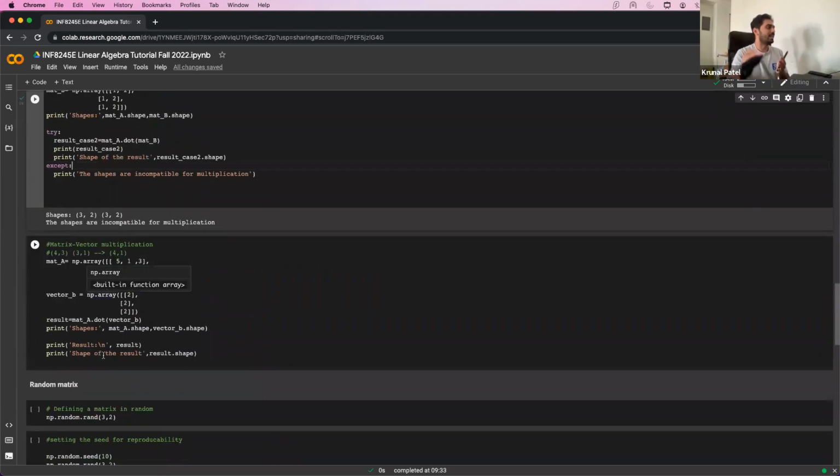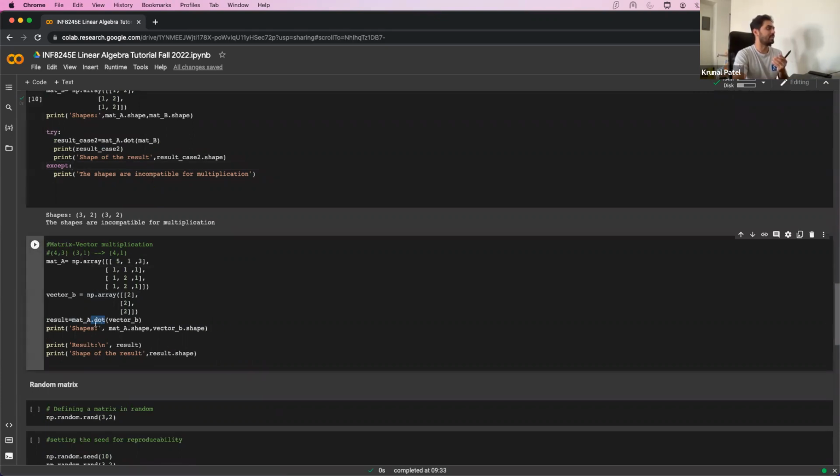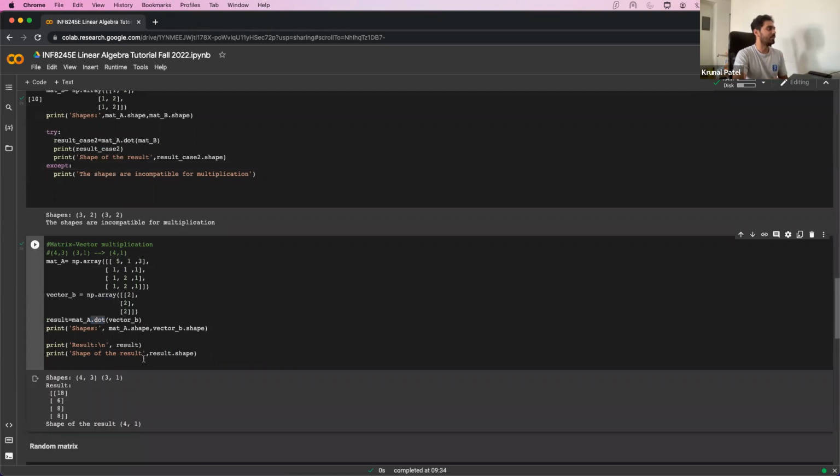Matrix vector multiplication is again pretty much the same as matrix multiplication. If you know matrix multiplication, then you also should know matrix vector multiplication, right? So it's exactly the same function that I'm using. It's the same dot function, and if you do it, then you get the matrix times vector. So this is the matrix A, and this is vector B that I've defined here, and we do the dot product and we see the result like this, right? So you already know how to compute the shape of the result. It is 4 by 3 and 3 by 1. That's what we are multiplying. In that case, the result will be 4 by 1, right?